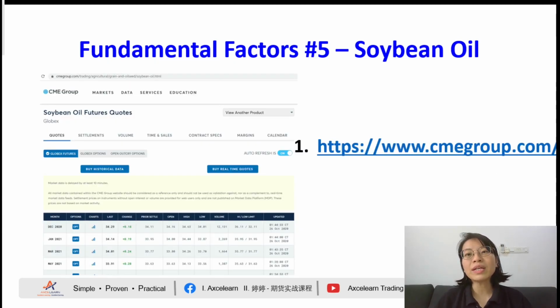Now, the second website where you can get soybean oil is cmegroup.com. This is the world's biggest commodity exchange, what we call the Chicago Mercantile Exchange. Why I highlighted this website is because if you want to know about soybean oil through the contract specification itself, you can check it out via cmegroup.com. Once you go in, you can check out the soybean oil contract specification.